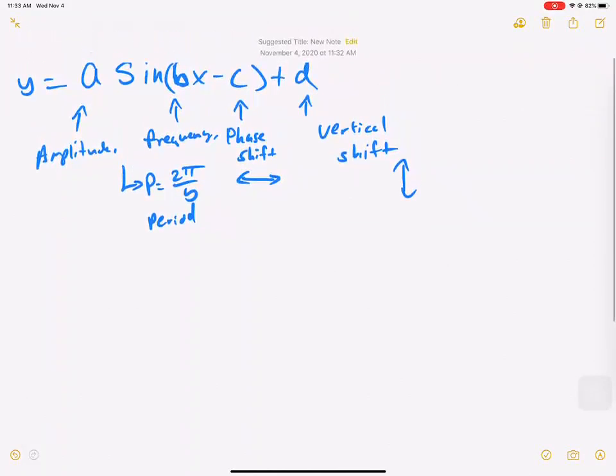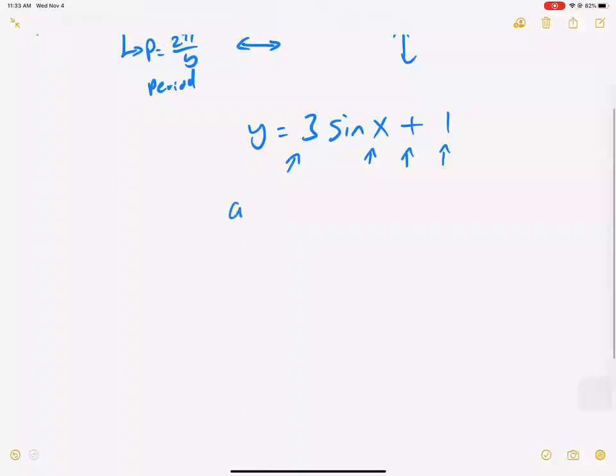Okay, so these are the features that we're going to deal with, A, B, C, and D. And we're going to talk about all of them today. So let's start with y is equal to 3 sine of x plus 1. So we want to label our A, B, C, and D value. For every graph, we're going to practice setting up A is equal to 3, B is always the number next to the x. So that's going to be a 1 for us because it's an invisible 1. We don't have a parentheses, so no C, and D is equal to 1. D is always a number by itself.